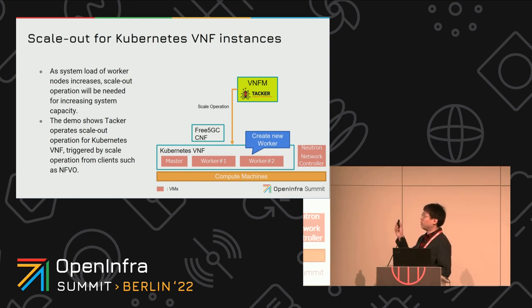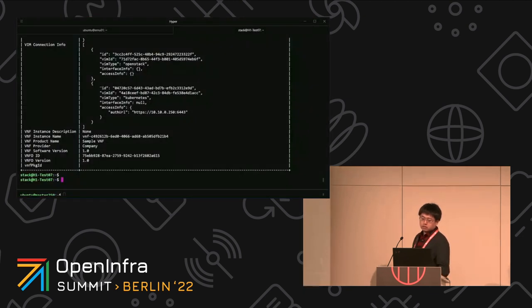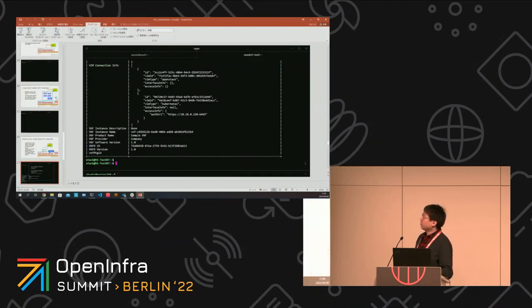In this demo, Tacker operates a scale-out operation for a Kubernetes VNF, triggered by a scale-out request from external clients such as users, or in the terms of ETSI NFV, from the NFVO. Then the demo movie is like this.